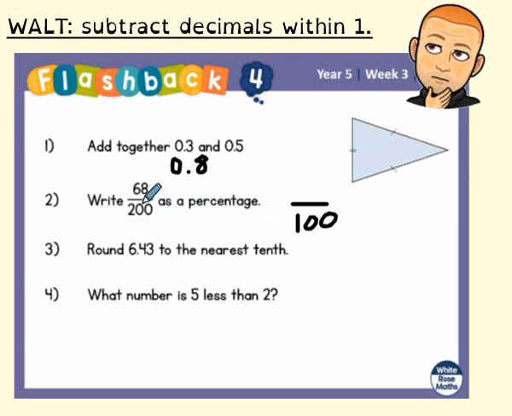So if I've divided my denominator by 2, I must do the same with my numerator. 68 divided by 2, or half of 68, would be 34. Because my fraction is now over 100, I can use the numerator as my percentage, which means that this original fraction as a percentage is 34%.